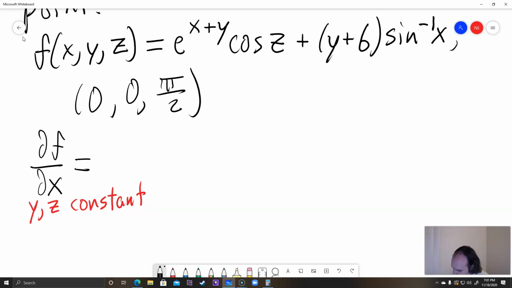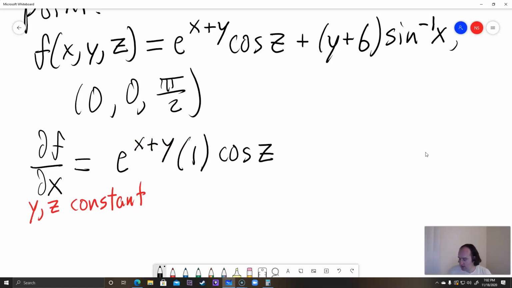The derivative of e to the x plus y is still e to the x plus y. But then we have to use the chain rule, so we multiply this times the derivative of x plus y. Since y is a constant, its derivative is 0, and the derivative of x is 1. So it's really e to the x plus y times 1, and then we still have a cosine of z. We used the chain rule, but we didn't really need it since the derivative of x plus y is just 1.